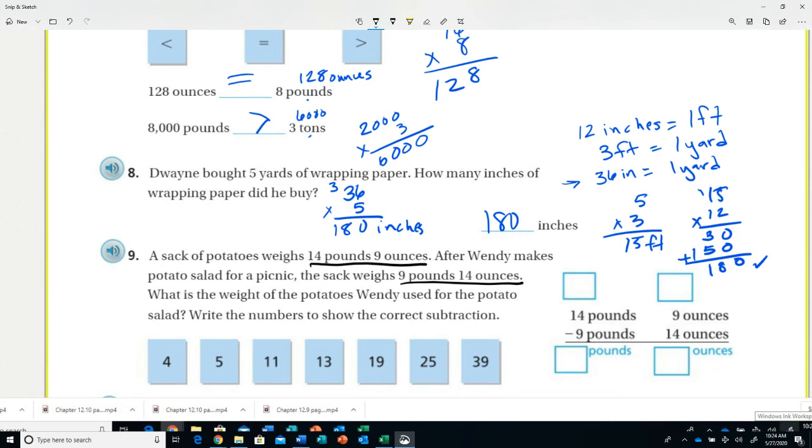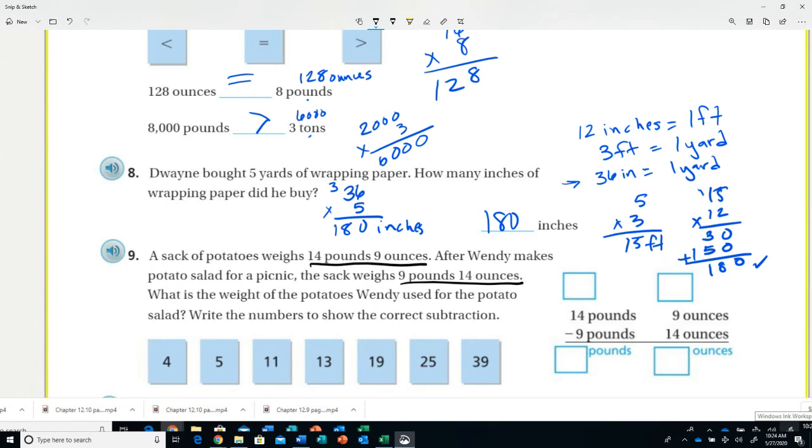Well, I'll tell you first things first. I don't like that they switched up 14 and 9. So one time you have 14 pounds 9 ounces, the other time you have 9 pounds 14 ounces. That is just a recipe for disaster in keeping your numbers straight. With that said, let's go ahead and go through this problem.